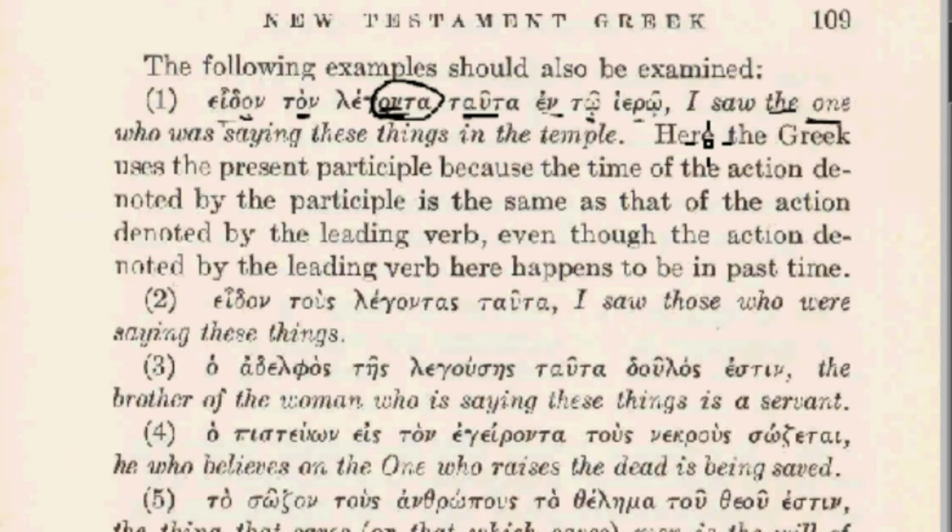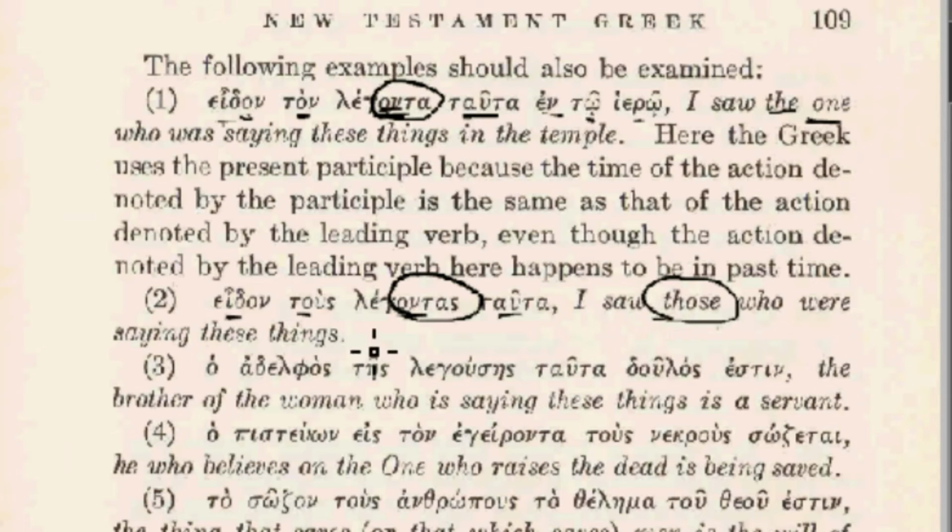Here we have a similar arrangement. Adon, I saw, tous legontas. This is the accusative, plural, masculine. I saw the saying these things. Then I'm going to imply into it men. I saw the saying these things men, or the ones, the men who were saying these things. Or it could be simply those who were saying these things.